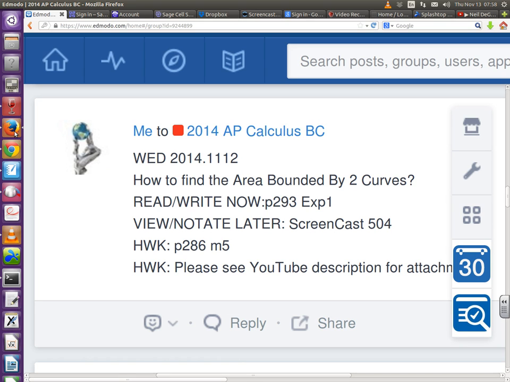What are we doing? Find the area bounded by two curves. So you did that for the homework already. Yeah. So you did the homework already. I guess you want a homework check-in tomorrow.